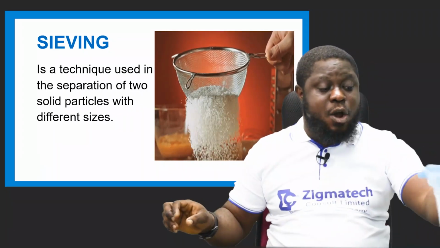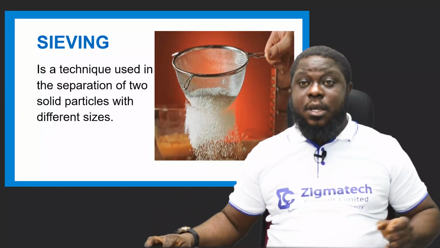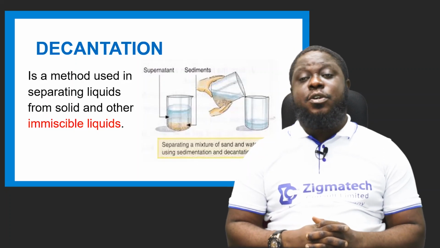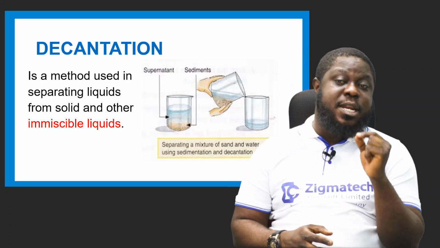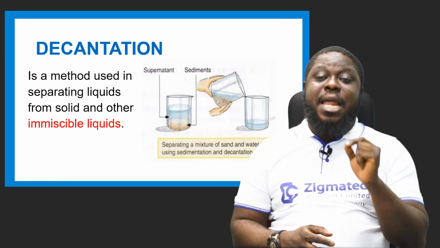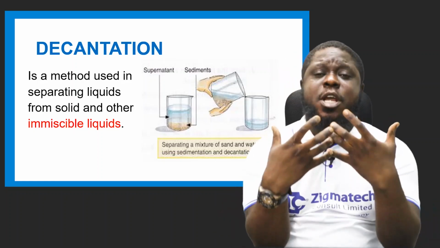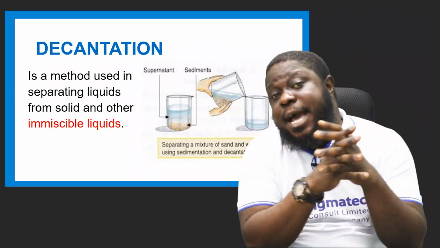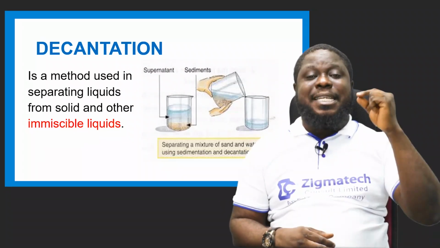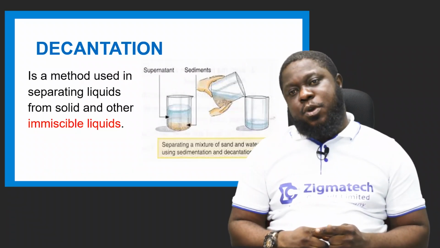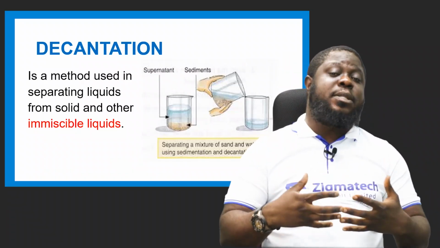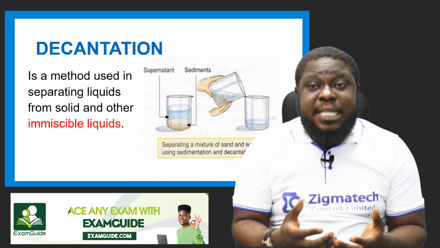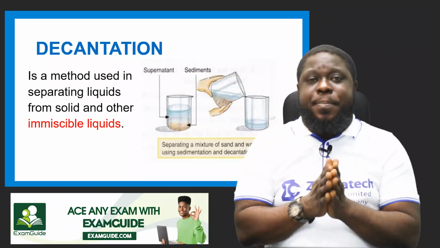Now, the second one is decantation. Decantation is a method used in separating liquids from solids and other immiscible liquids. Immiscible liquids are liquids that cannot mix. Example, diesel and water. In your house, diesel and water cannot mix together. So in essence, decantation is the best process to separate these things.